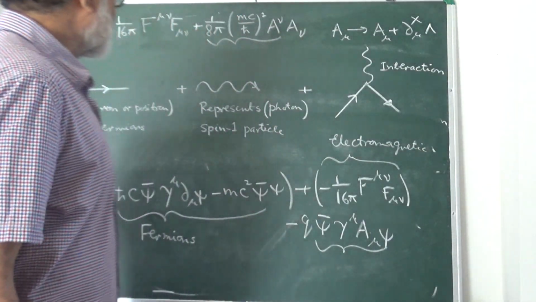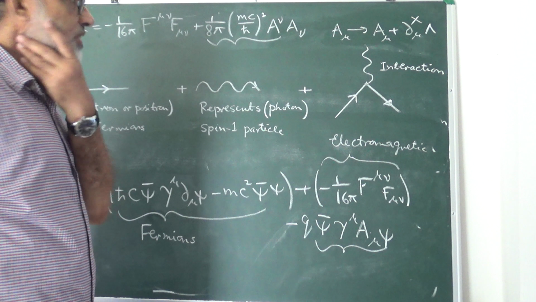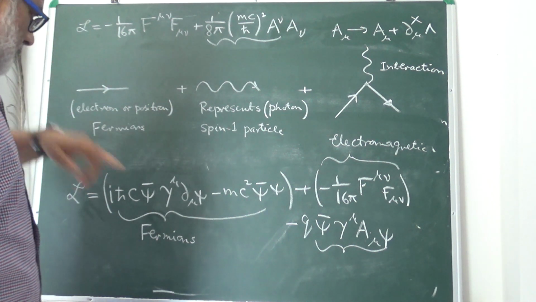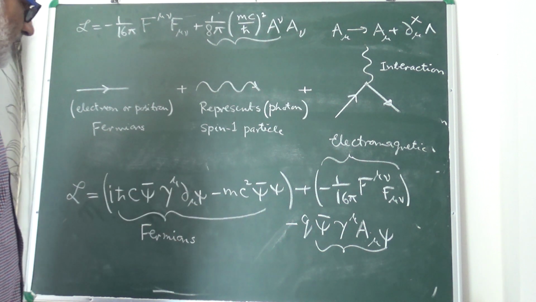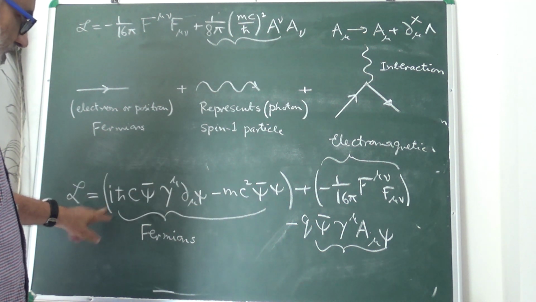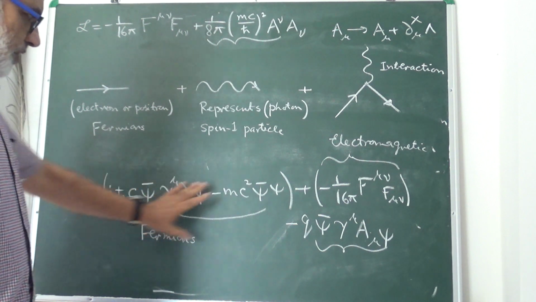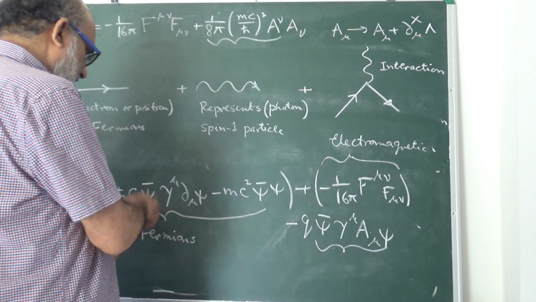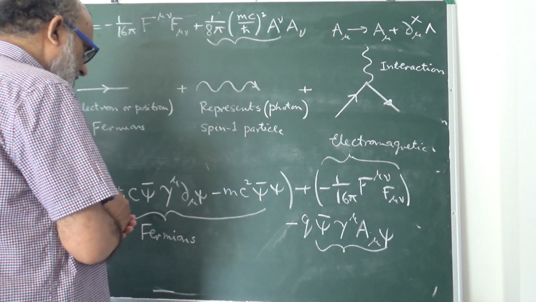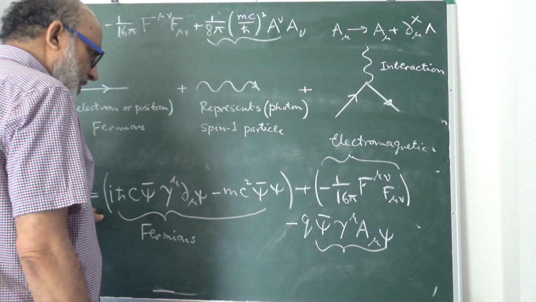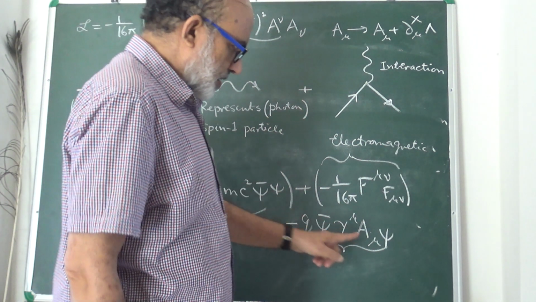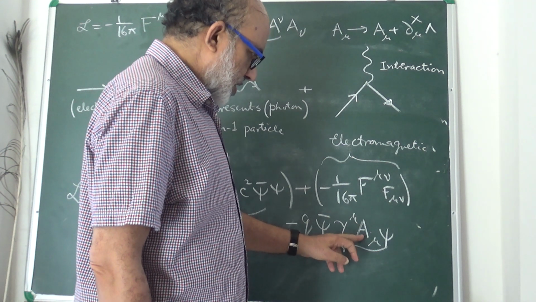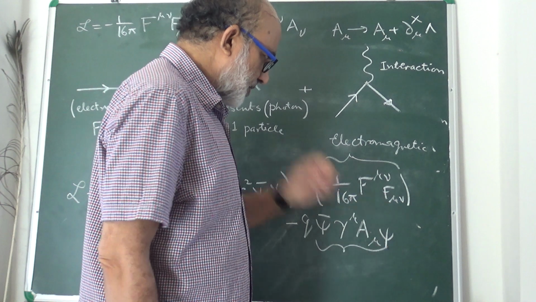So in the last class, we discussed the Lagrangian for the fermion fields, which is written here on the blackboard. The final Lagrangian comes out to be the Lagrangian for the fermion fields. This part is for the fermion fields, and to make this gauge invariant, we have to add this extra interaction part. This is the interaction of the electromagnetic field with the fermion field.